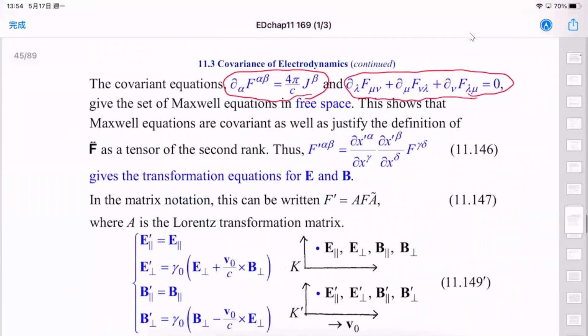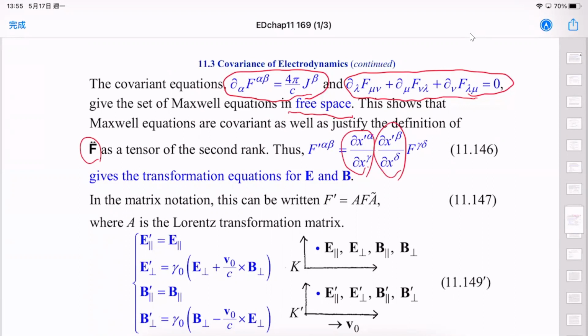This gives the set of Maxwell equations in free space, in vacuum. This shows that Maxwell equations are covariant, as well as justifying the definition of F as a tensor of the second rank. So if we want the E field and B field to transfer from one inertial frame to another inertial frame, we can use the Lorentz transformation matrix two times.